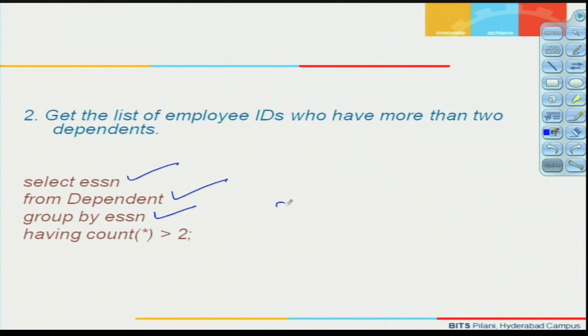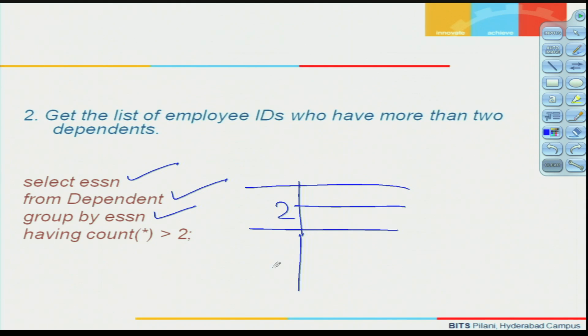If he is having 2 dependents, if I am grouping the tuples in the dependent table based on ESSN, then that particular employee group will have 2 tuples. If he is having 3 dependents, suppose 102 is having 2 dependents, 110 is having 3 dependents, like this. After doing this grouping based on ESSN, I can apply the having clause. The having clause is applied on individual groups. It is nothing but checking for some condition that should be satisfied by each individual group.